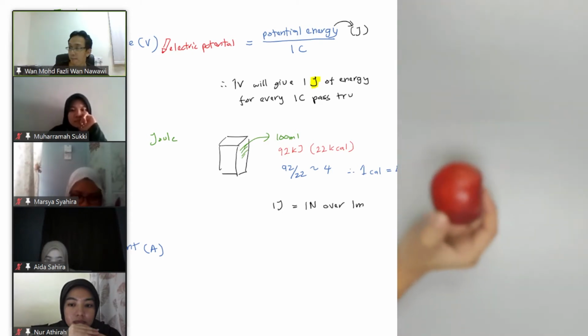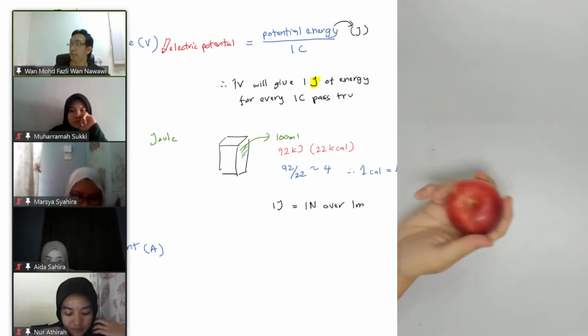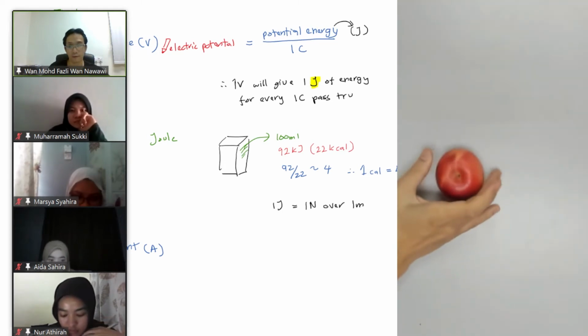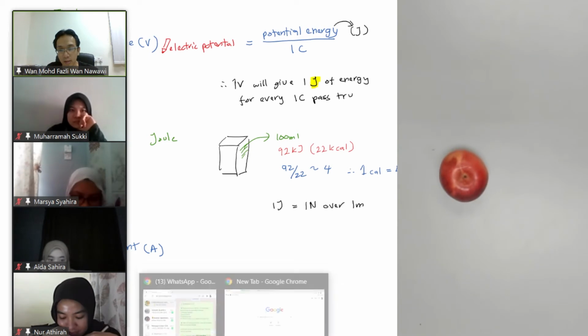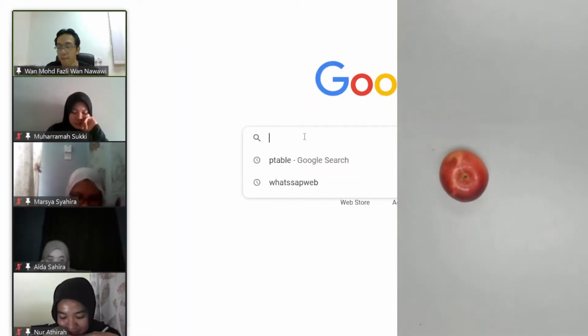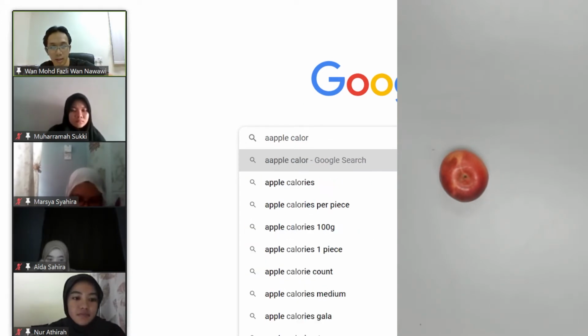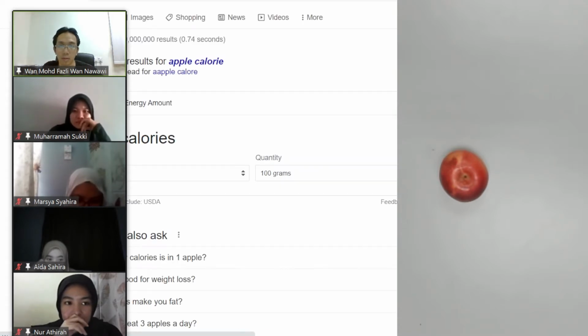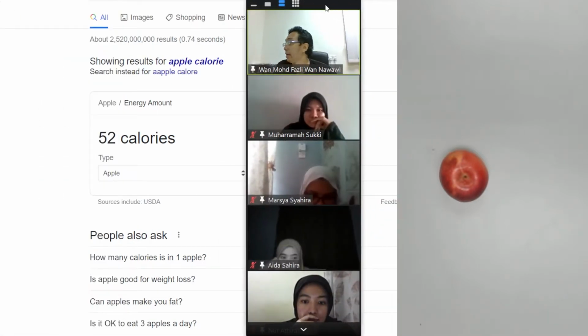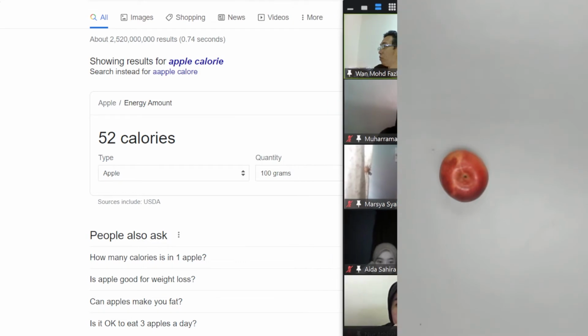If you look, this apple also has some energy inside. If you go to Google and search for apple calorie, you can see that the apple has around 52 calories. Roughly, for 100 gram apple, you get 52 calories.